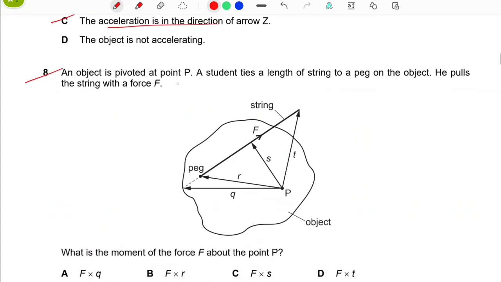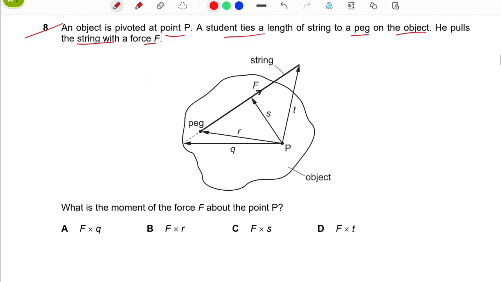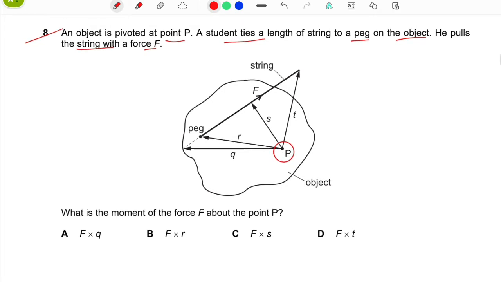An object is pivoted at point P. A student ties a length of string to a peg on the object. He pulls the string with force F. So everything is regarding this object P. So this is an object P, and a student ties a length of string to a peg on the object. He pulls the string with a force F. So the student has tied it over here. This is a peg, and now he is pulling that object with force F.